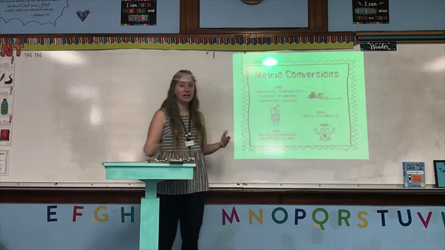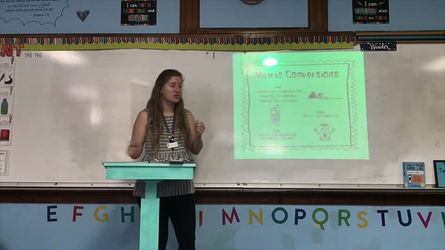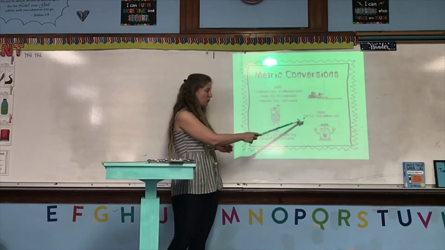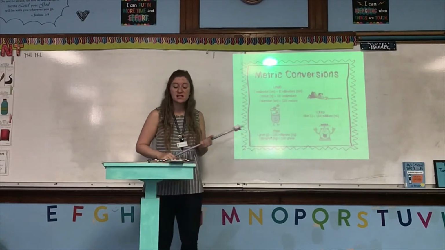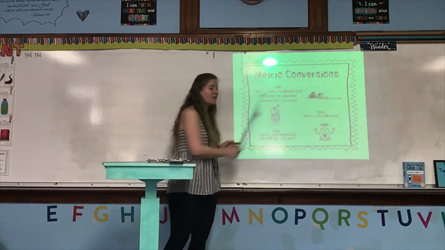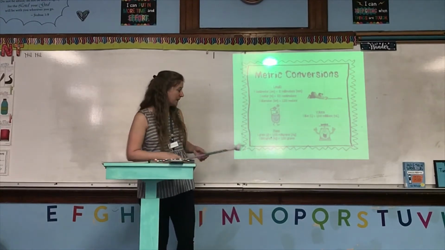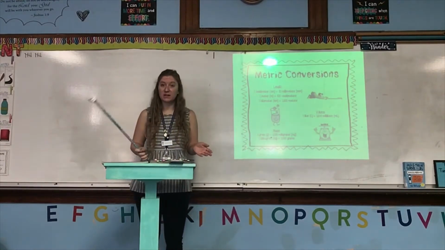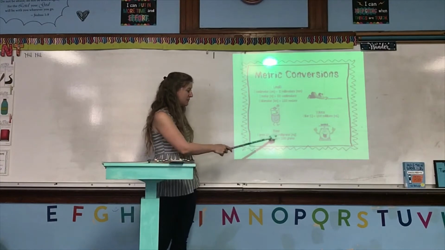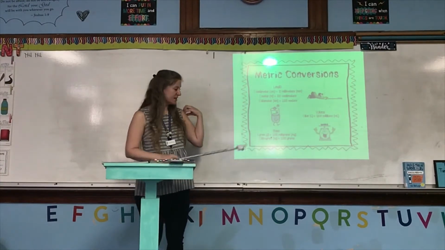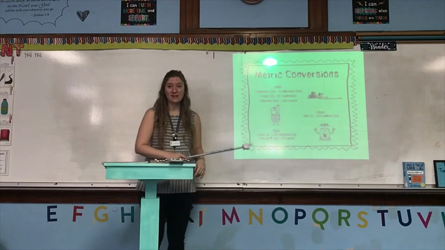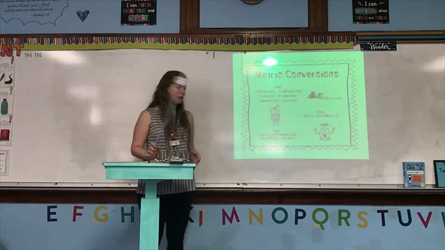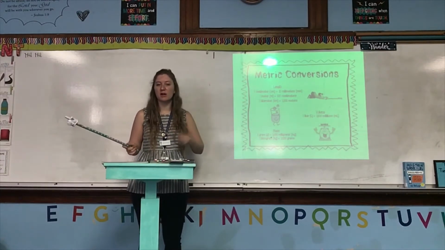Then for volume, we only have to worry about one conversion. 1 liter is the same as 1,000 milliliters. So that means if you have 1 liter, you have 1,000 milliliters. If you have 5 liters, you have 5,000 milliliters, and so on. With mass, we aren't really going to be looking at milligrams, but I put that on there anyway. 1 gram is the same as 1,000 milligrams. So that means for every gram, you have 1,000 milligrams, which means if you have 5 grams, you have 5,000 milligrams, and so on. We won't really be looking at that, but just so you know.